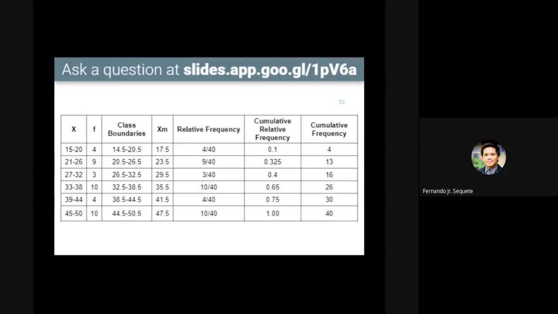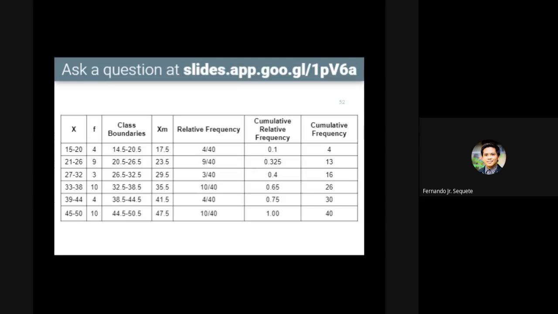All you have to do there is, dapat ang ating denominator, di ba alam naman natin yung denominator. So yung denominator natin is ang sample, which is 40. If you get the total of the second column, the F, you would get 40. So kung nakikita niyo sa relative frequency, lahat nung nasa denominator 40.